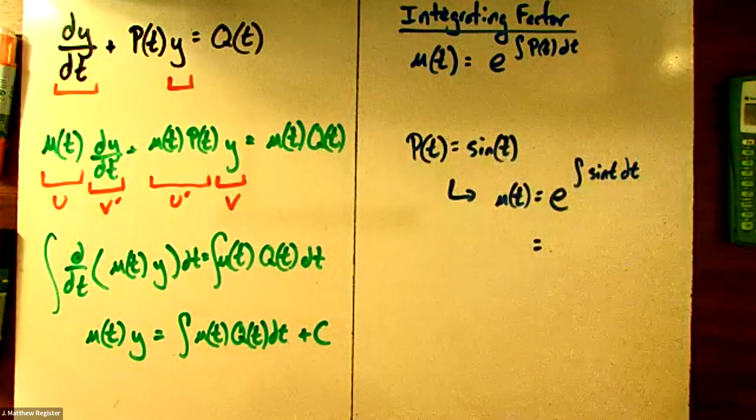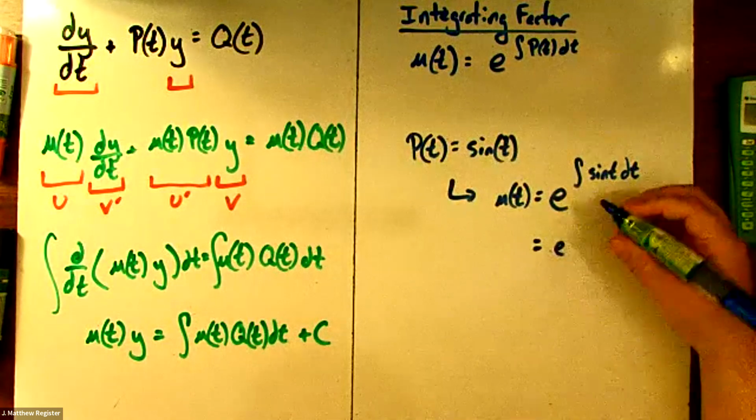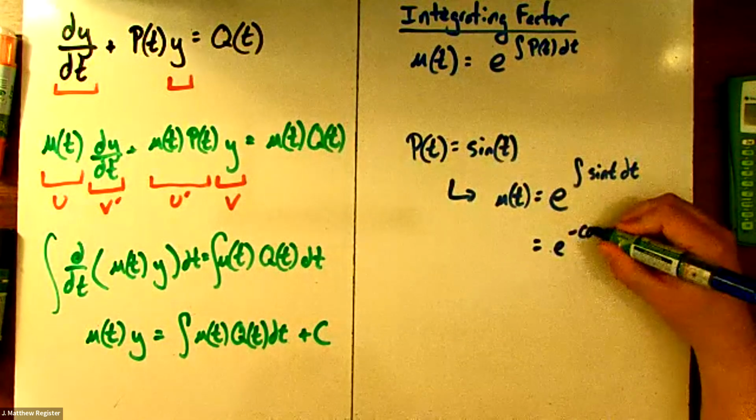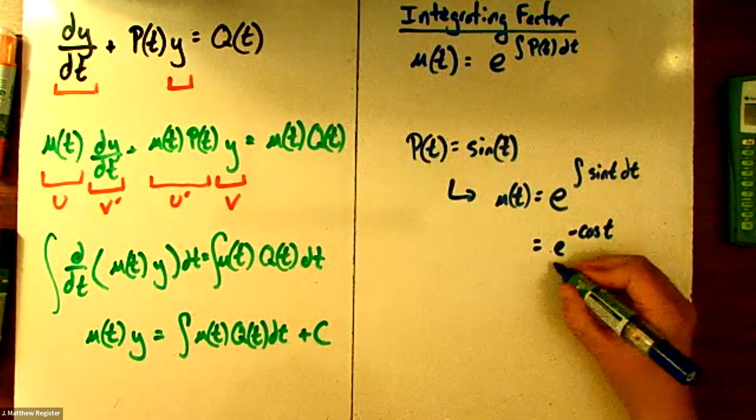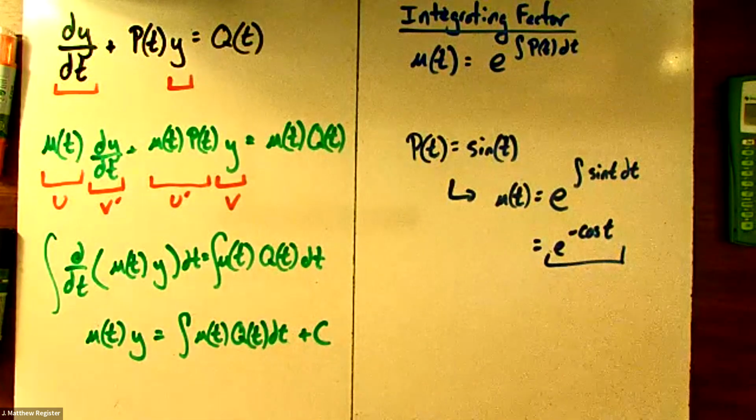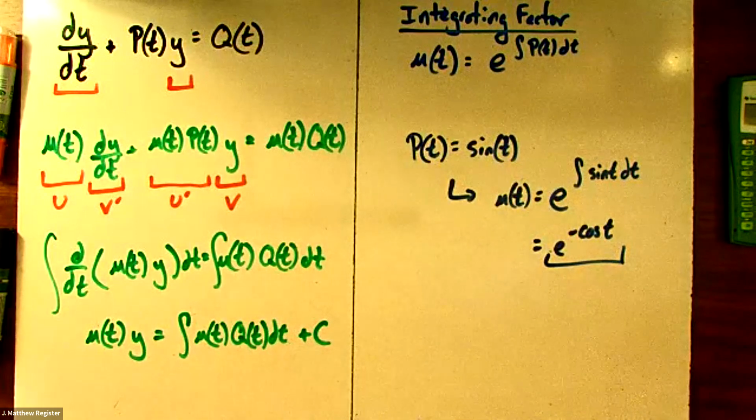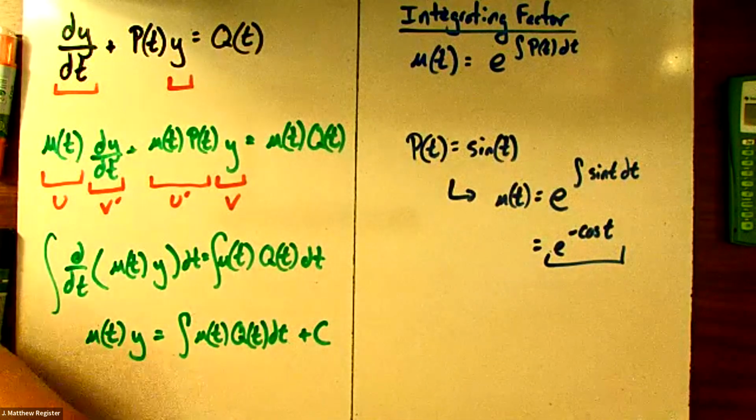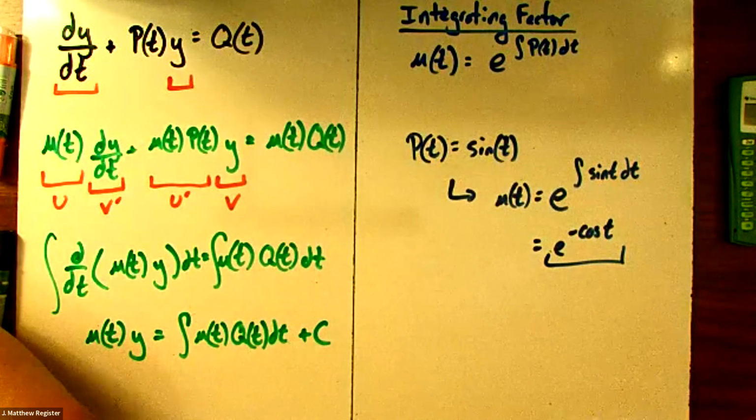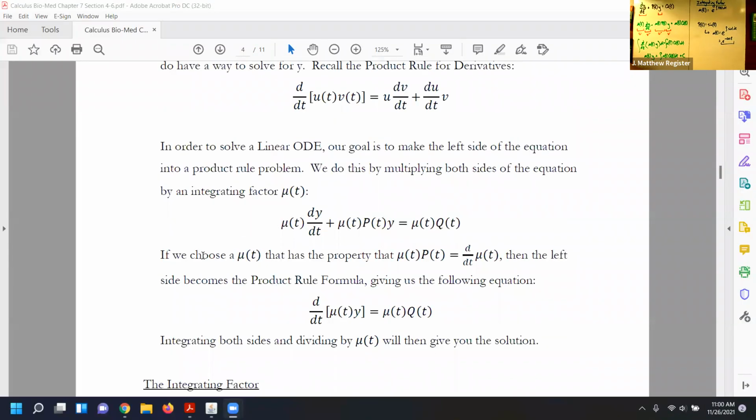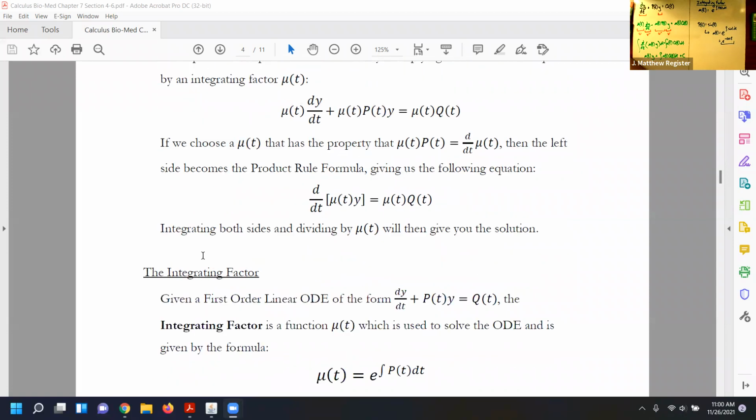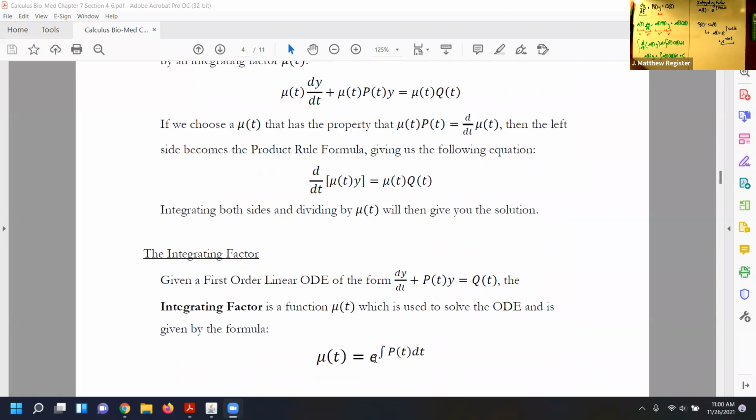And the integral of sine of t is a negative cosine? Yeah, that sounds right. And then we don't even have to worry about the plus c term. And so that's the general process that we're going to be using. And if you want, as always, I've got this process outlined in the lecture notes. And here is the integrating factor. The integrating factor is just e to the integral of p of t.